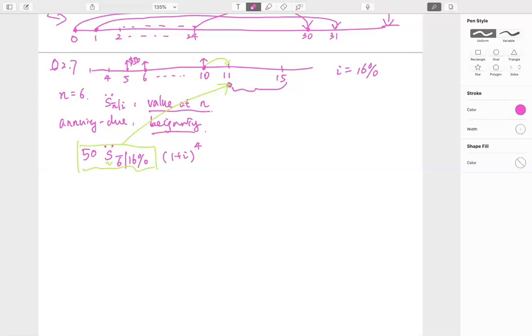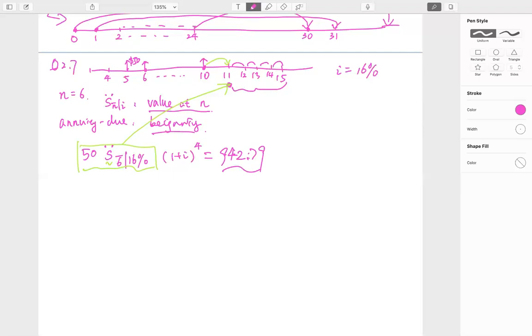There are 4 years between 11 and 15, right? So 12, 13, 14. So 1, 2, 3, 4. Again, it's the end number minus the starting number. So that gives you the number of years. And this is the value we are looking for. So when you calculate, it's about $942.79. So that is the final result.